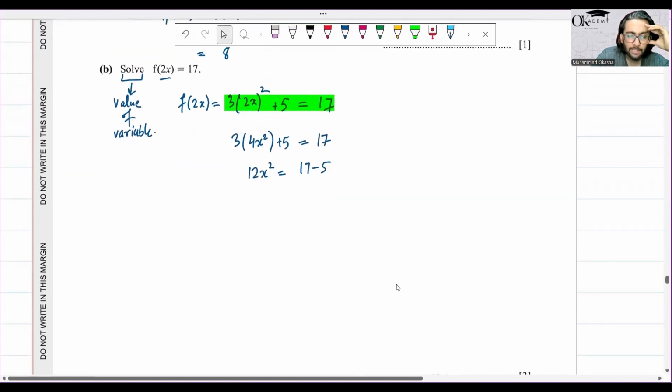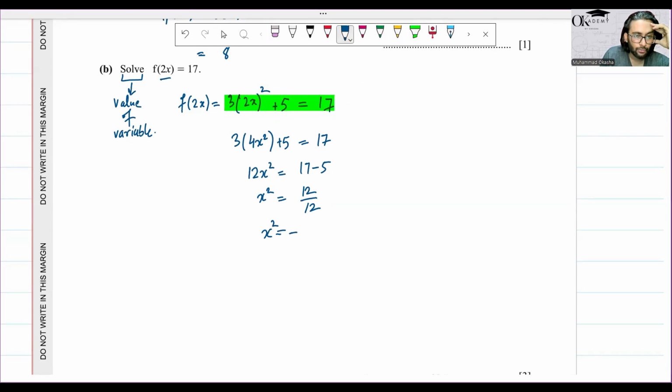17 minus 5 is 12, right? So 12x squared equals 12. You divide by 12 on both sides. You are going to get x squared is equal to 1. Now, if I square root both sides, x will be equal to plus or minus 1.